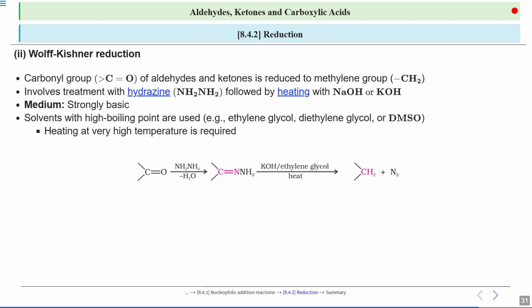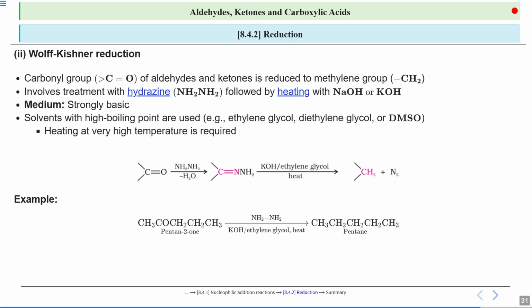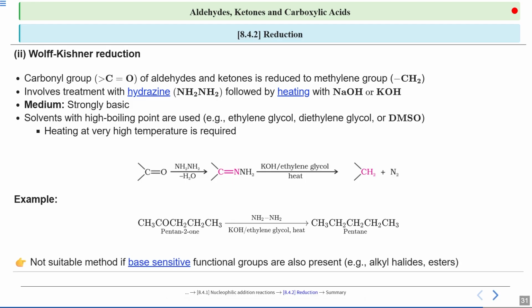So initially, starting with the carbonyl group, when you treat it with hydrazine, you get a hydrazone, and when it is further treated with the base, it undergoes rearrangement and you get a methylene group. For example, pentan-2-one, which is a ketone, is converted into pentane, which is a simple alkane. The carbonyl group in pentan-2-one is reduced to a methylene group, which results in the simple hydrocarbon chain.